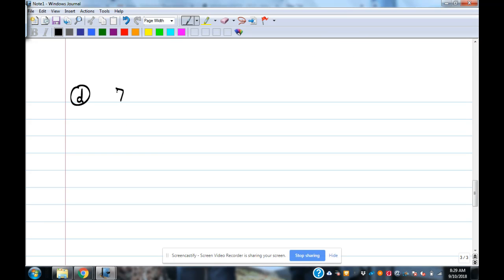Let's do this one. This one's a little tougher. 7x minus 5x squared minus 4 equals 2x plus 3. Now that's a little bit more Algebra 2 like. 7x minus 5x squared minus 4 equals 2x plus 3.